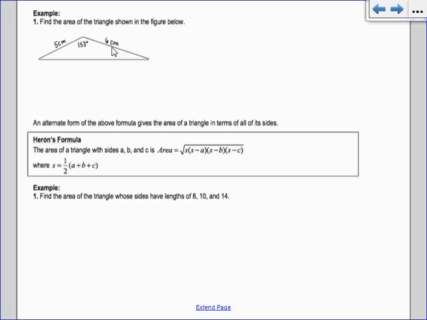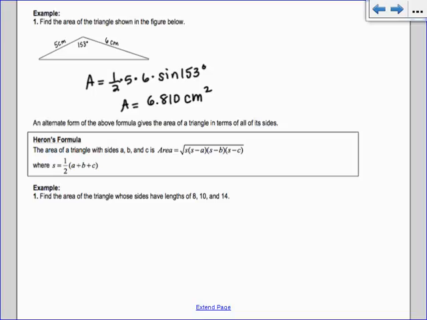Okay, so it says find the area of the triangle shown in the figure below. These are very easy questions. It's just 1/2 times 5 times 6 times the sine of 153, which you can put all in your calculator all at once, and you get that it's 6.810, and since it's an area, I'm going to say centimeters squared.